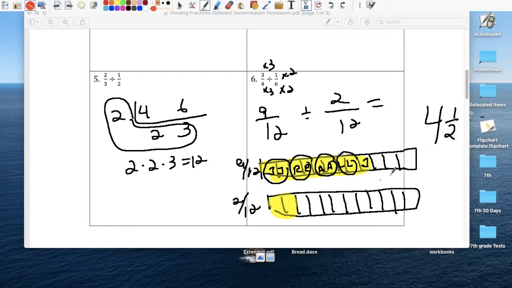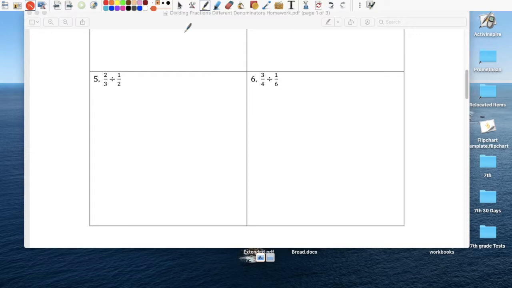So with pictures we can do it that way, and then also we can cross the denominators. That becomes 9 over 2. So think about it. How many times can 2 go into 9? It can go in 4 times. How many left over? 1 and a half. Right, so now let's do the back.